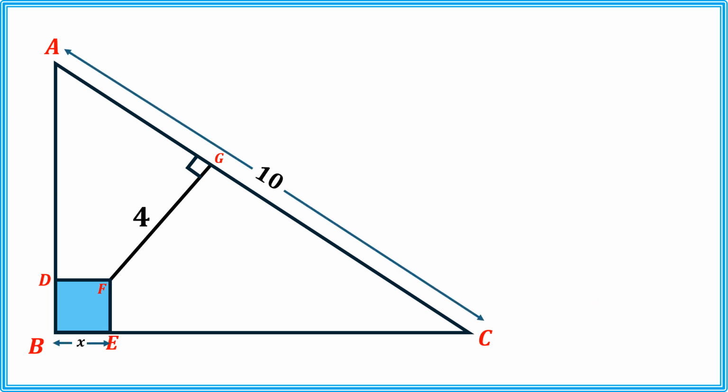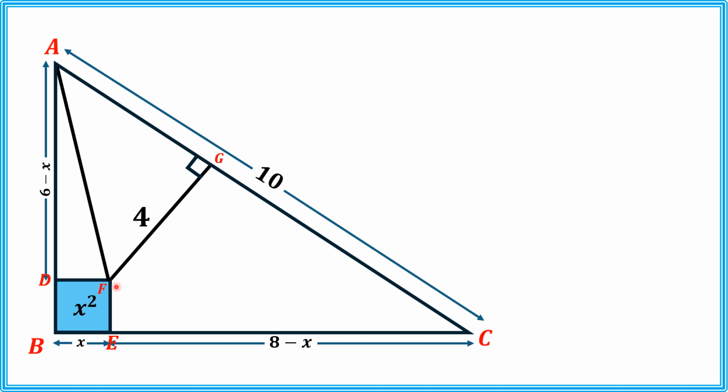Now let's call this length x, meaning the side length of this square is x. Then definitely the area of this square is x square. If this length is x, then this length is 8 minus x, and similarly AD length is 6 minus x, as AB is 6 and BD is x.